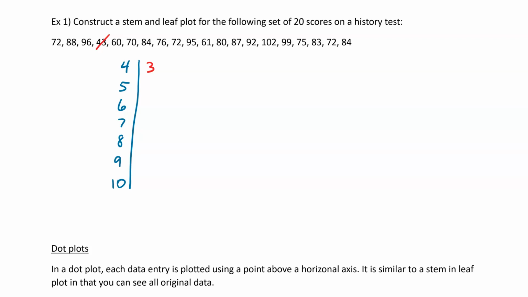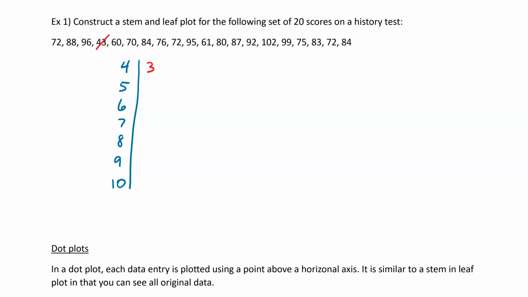All right, next up, 5. We're looking for anything in the 50s. In this case, there's nothing in the 50s, so we're just going to leave that completely blank, which is fine. So we're going to move on to 6.